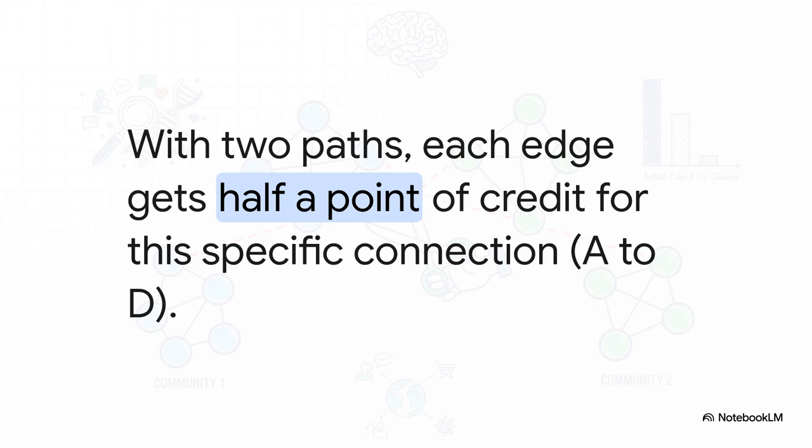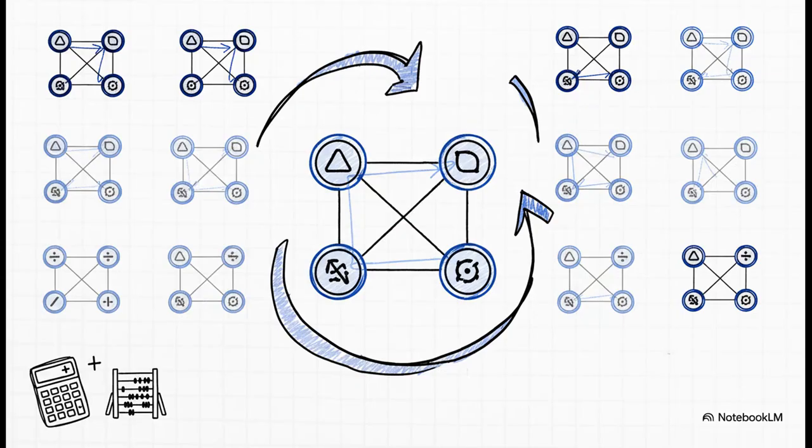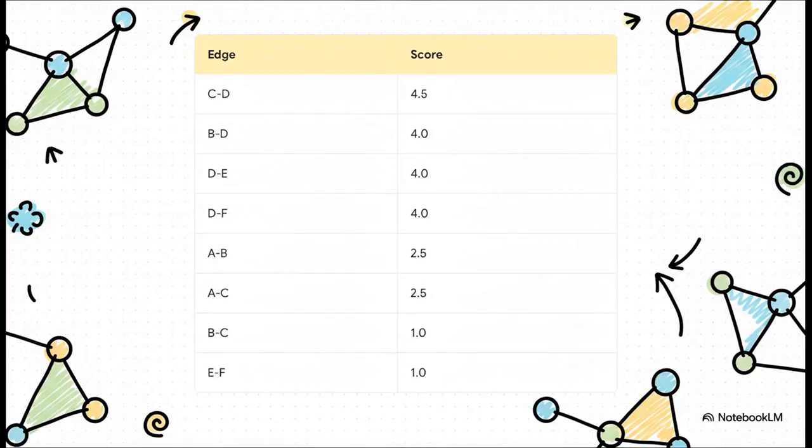And that's just from this one pair of nodes. Okay, now imagine doing that calculation for every single possible pair of nodes in the network. A to B, A to E, C to F, the whole shebang. For this little network, that's 15 different pairs. It's a lot to keep track of, but once the computer crunches all those numbers and adds up the scores for every single edge, you get this.